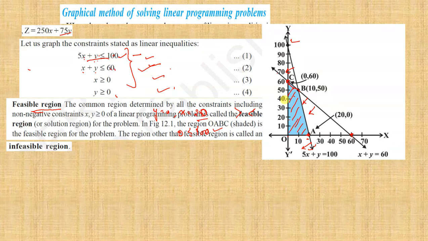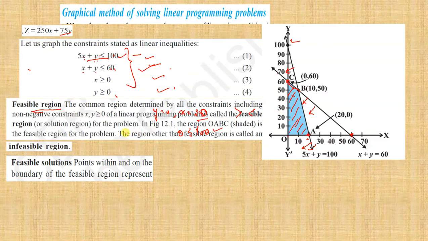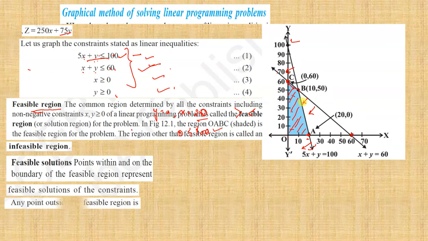And the points within this feasible region are called feasible solutions. The points on the boundary of the feasible region as well as inside it are called feasible solutions, and the points outside it are called infeasible solutions.